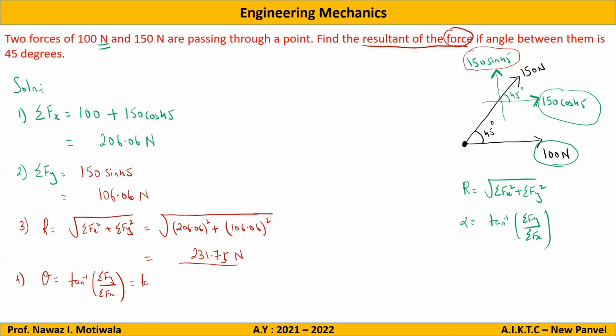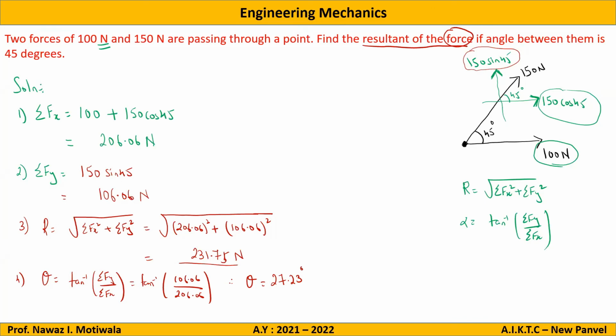So it will be tan inverse of Fy, 106.06, divided by 206.06. So what you are getting theta as? 27.23 degrees. Correct? Anyone have any doubt?